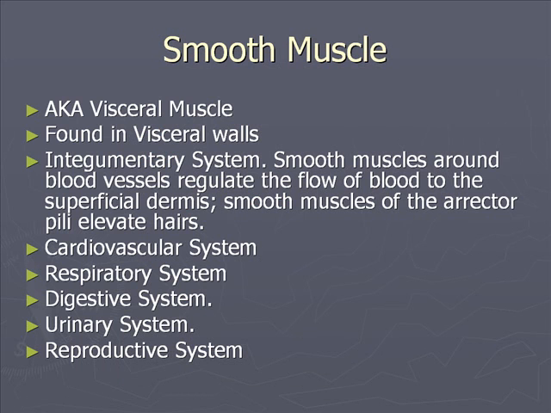There is the smooth muscle. It differs a little bit from the skeletal muscles in that we don't see the striations. Again, we see these in the visceral walls of blood vessels and in the intestinal system. The integumentary system also has smooth muscles, again surrounding blood vessels, regulating the blood flow to the superficial dermis. Skin needs circulation too. Smooth muscles are the erector pili muscles that are around the hair, make the hair stand up on end. You see smooth muscle in the cardiovascular system.